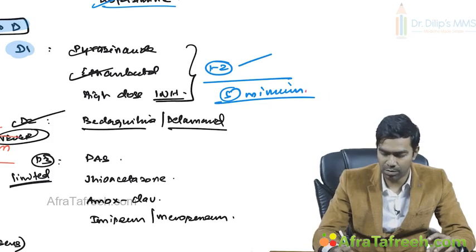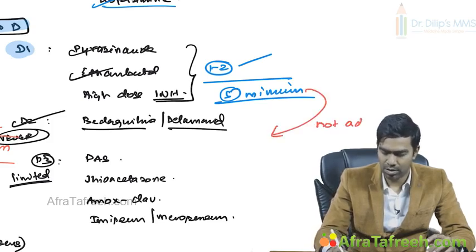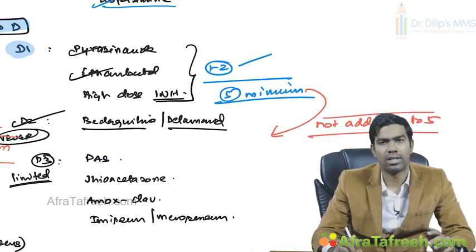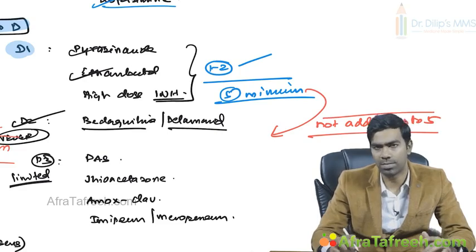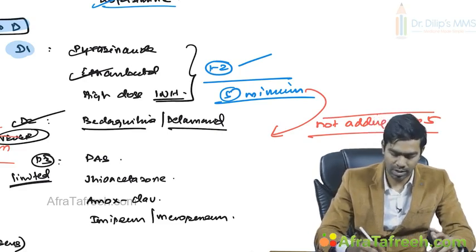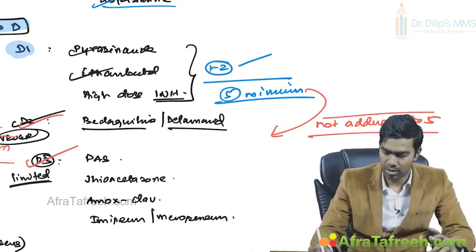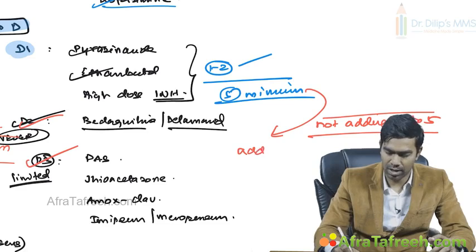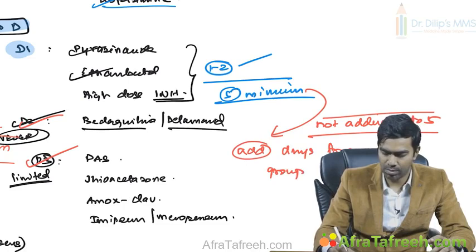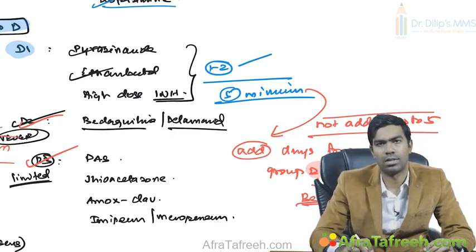Suppose it's not adding up to 5, which means the sensitive drug list that you're adding in this drug resistant regime is not coming up to 5. Same thing, you're going to take drugs from group D2 and group D3, which means in this condition you can add drugs from group D2 or group D3. According to RNTCP, group D2 bedaquiline is preferred for this purpose.